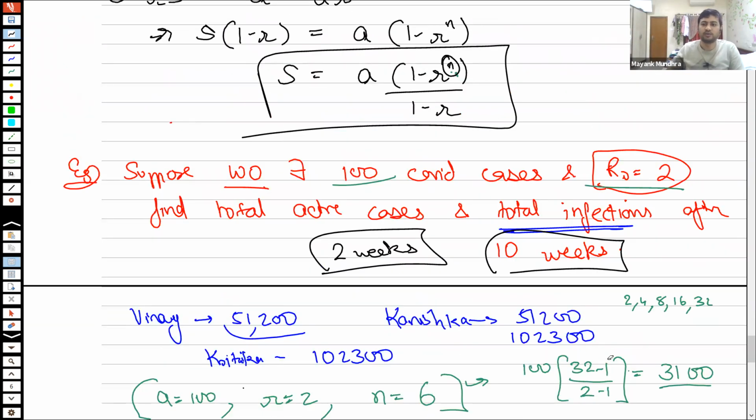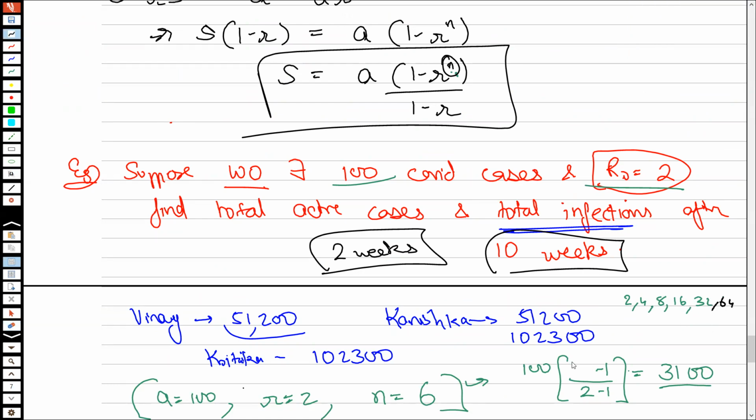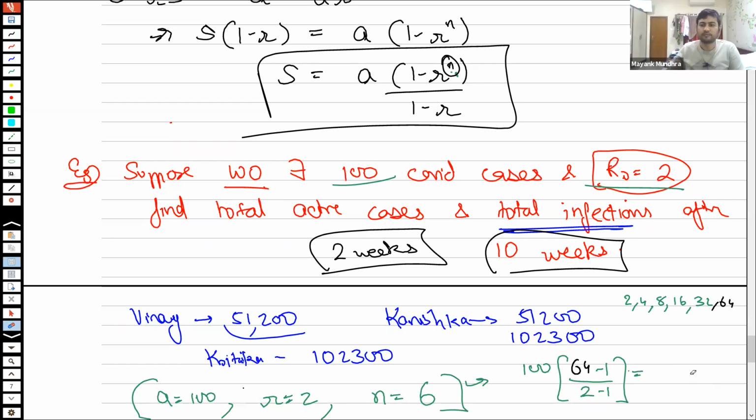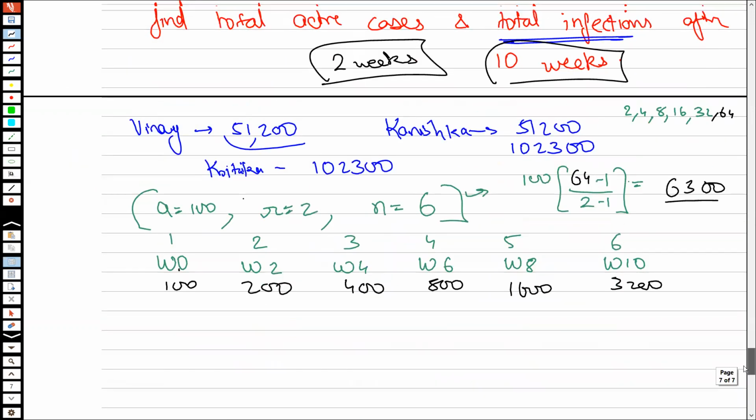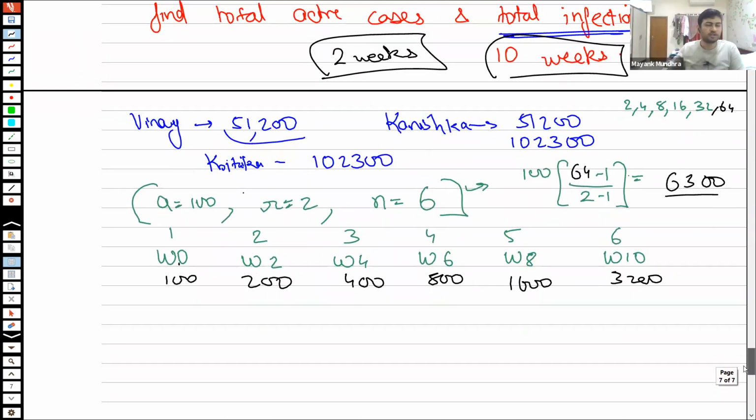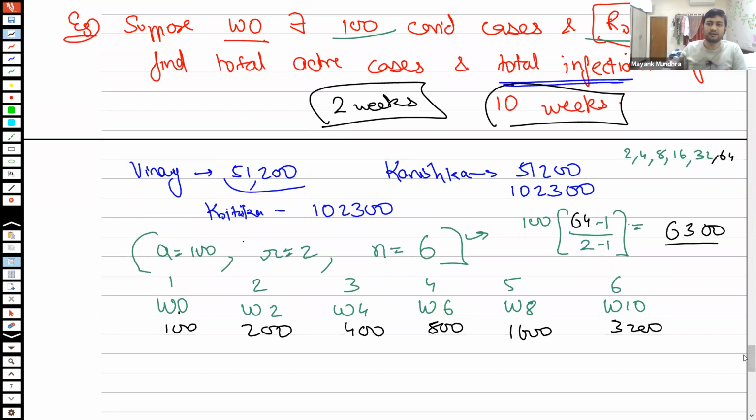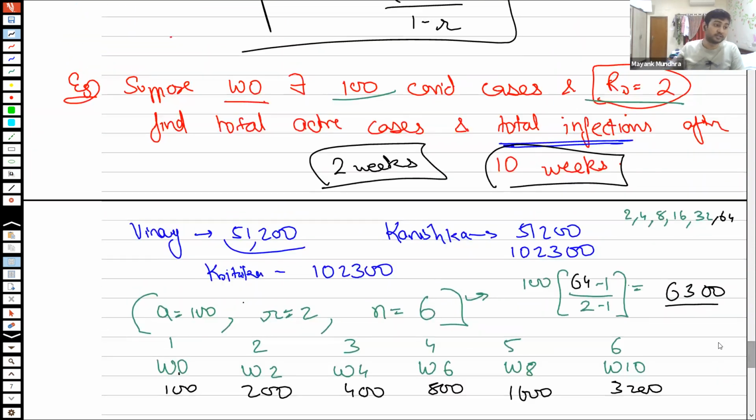R to power n ही होना चाहिए. R to power n. N was 6. So it has to be 6. So I still have doubts about how you're taking n equals 6. Yeah, sure. So I'm saying that I take the count every 2 weeks, after every 2 weeks.